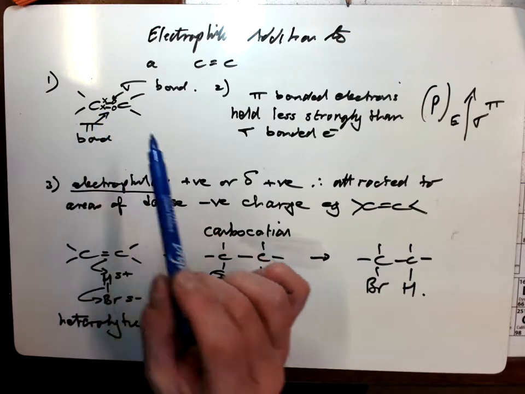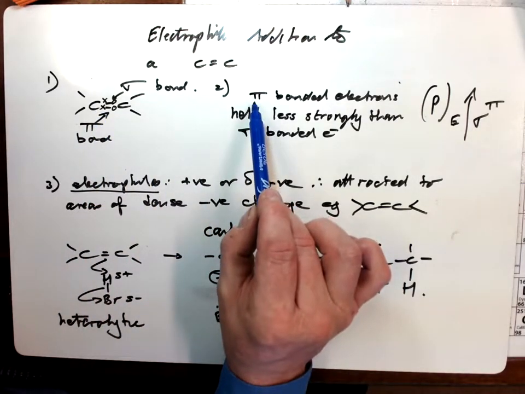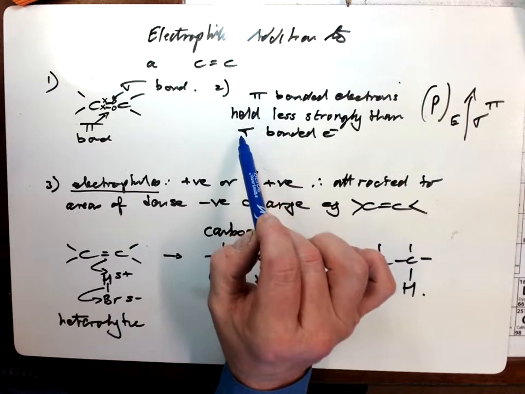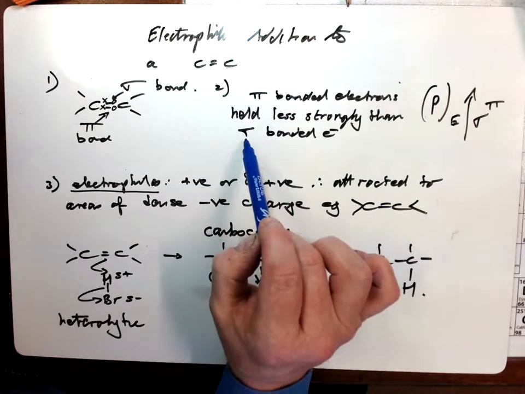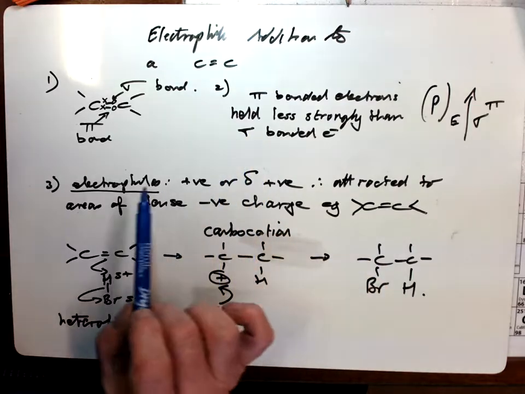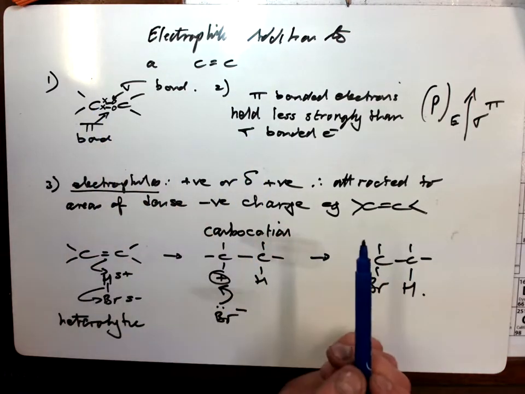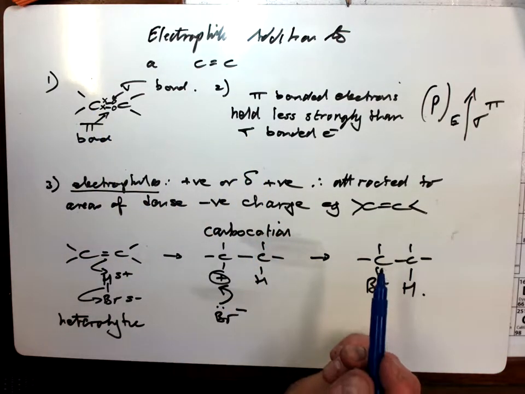Okay, so we have two things going in favour of the carbon-carbon double bond for it to react. We have first of all the fact that there are the pi bonded electrons, which are held a little bit less strongly than the sigma bonded electrons that you would have in an alkane, and you have this area of dense negative charge in here. So let's have a look at what actually happens.